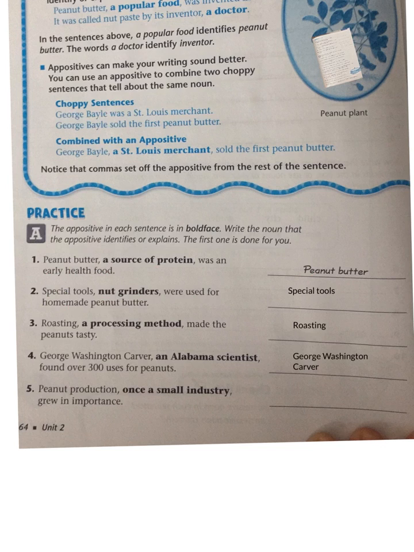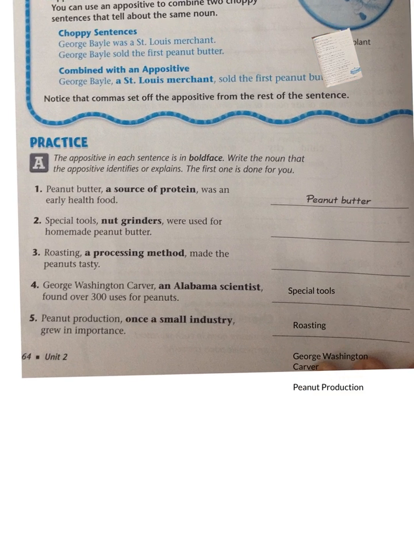And the last one, peanut production, once a small industry, grew in importance. And so, of course, once a small industry is explaining peanut production. All right. So we're going to go ahead and look at the rest of the practice.